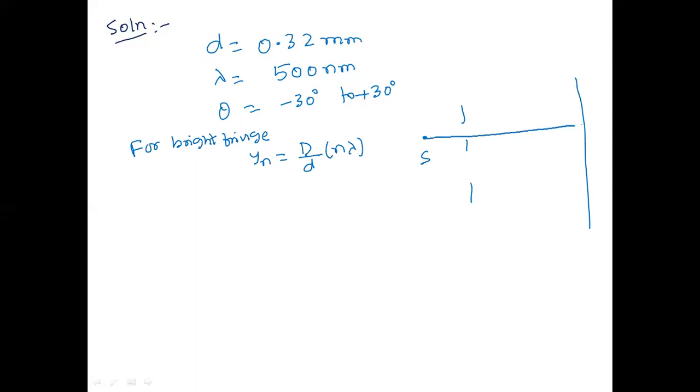This is the undeviated ray. From here, the light ray will get deviated. This is my theta. So this is my yn, and this is capital D. Since it is a right angle triangle, tan theta is equal to yn by capital D.